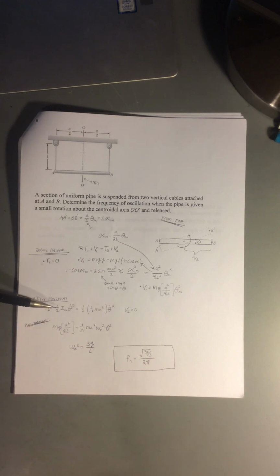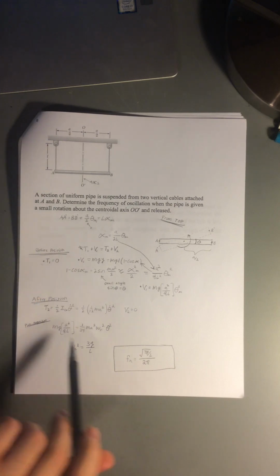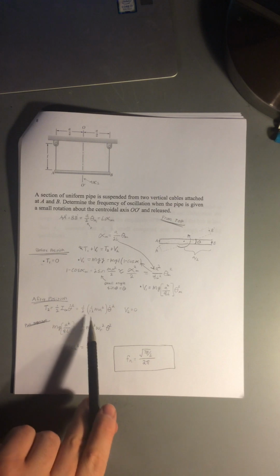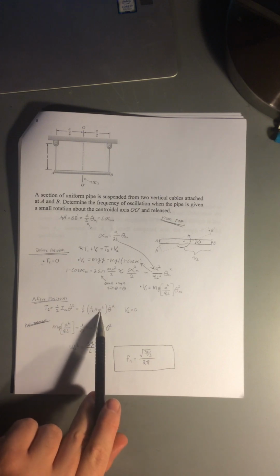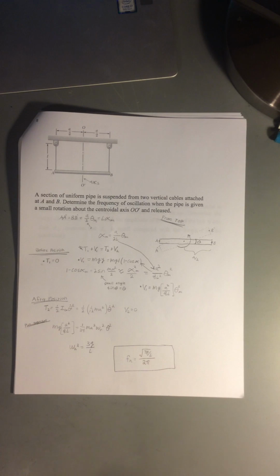rotational. So we know that that has to equal 1/2 I of the center multiplied by theta dot squared. And in the problem, it tells us that this is a uniform pipe, and it's rotating about the center of the pipe. And so we can replace the I term with the value from the textbook, which is 1/12 m a squared, right there. And then, like I said, the potential energy in position 2 is 0. And so now that we have these four terms, we can plug them into this equation, which gives us this equation here.